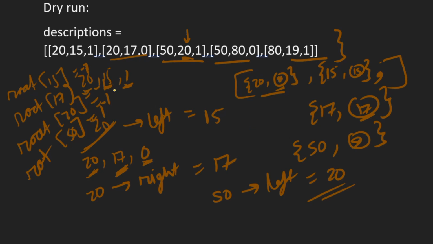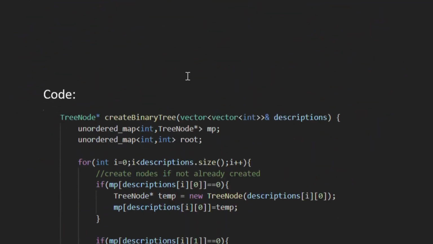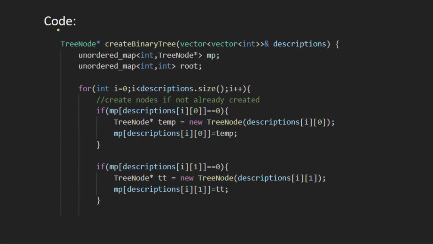connection. So after making the tree, what we'll do is we'll iterate over the root map and check that node whose value is 1. So we get root of 50 is equal to 1, and all the else node value will be minus 1, right? So we get a root node from there. So next we'll see the code part.